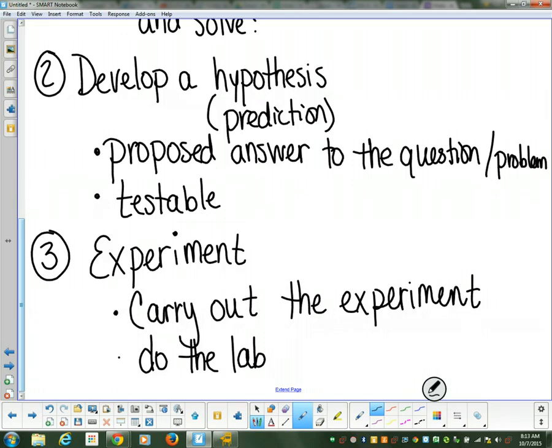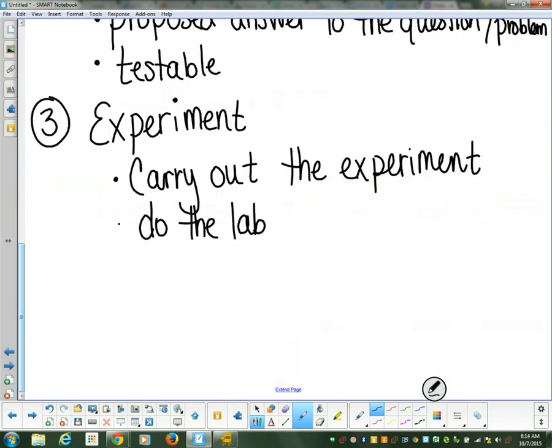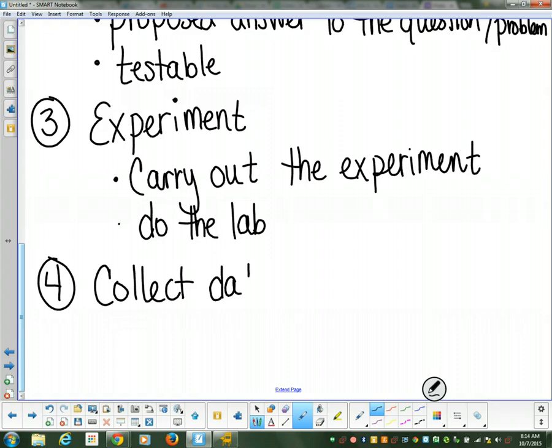Now the whole while you are doing the lab, you are doing something else. There's something else that we're doing. What is that step? Recording your data. We say collecting data, but it's the same thing. Collect data.